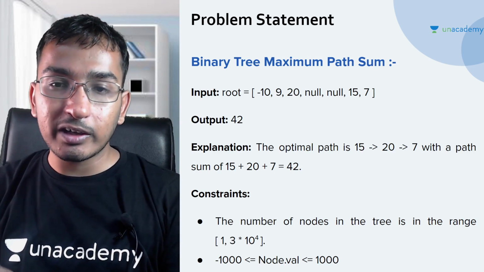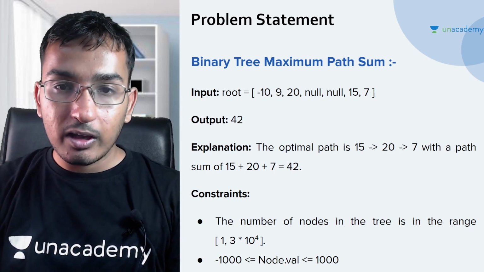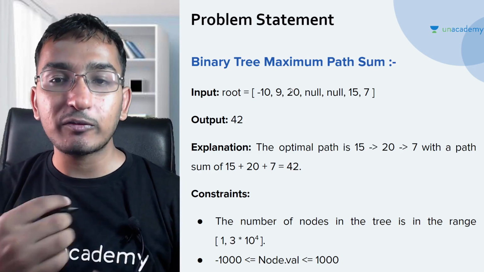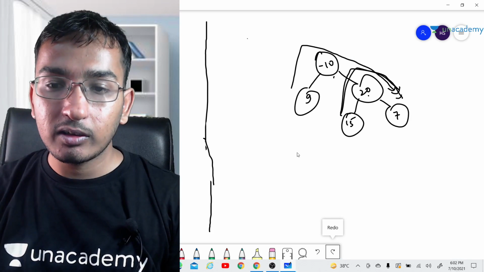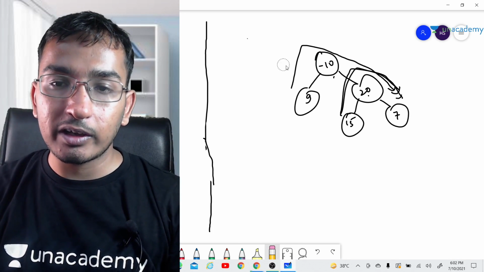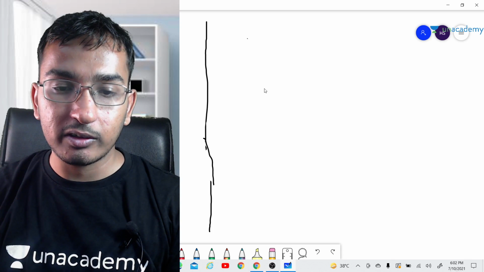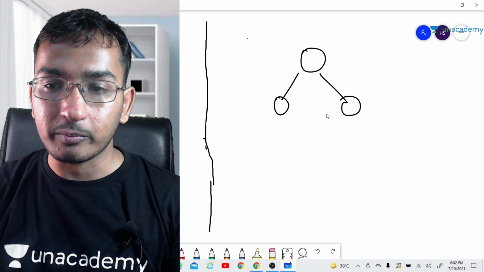So as we identified, the maximum answer will be 42 in this case, right? So let's jump into this problem. How to approach this kind of tree problem? Suppose this is our tree. I am going to take another example. Not an example, I am just going to tell you how to approach this kind of problem.